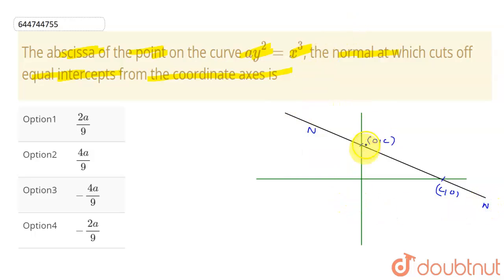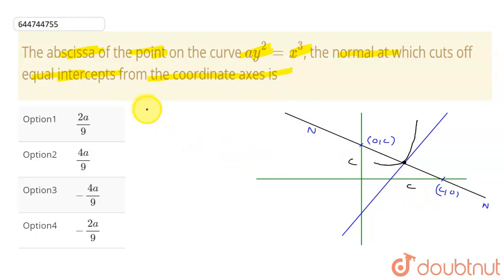The tangent will look something like this. The tangent is always perpendicular to the normal, so my tangent will look something like this. And my curve will look something like this. I am doing a rough sketch. At this point we have drawn a tangent, and this will be my normal, which is making equal intercepts on the x and y axes.